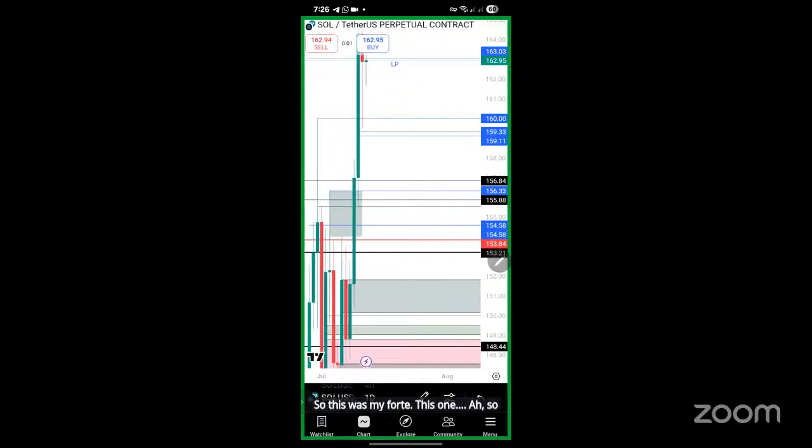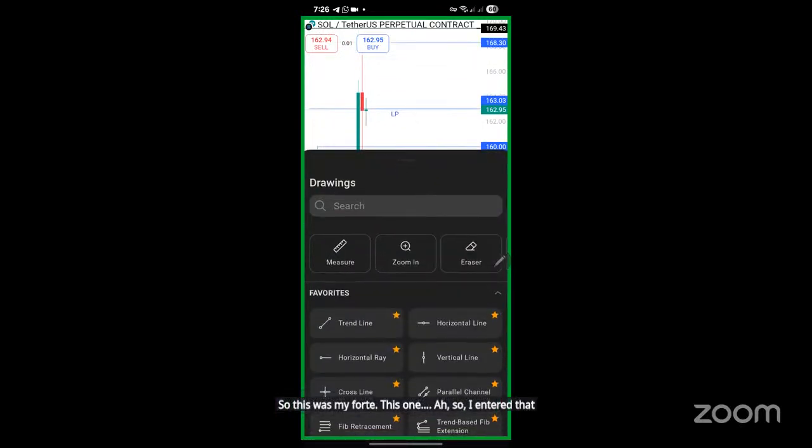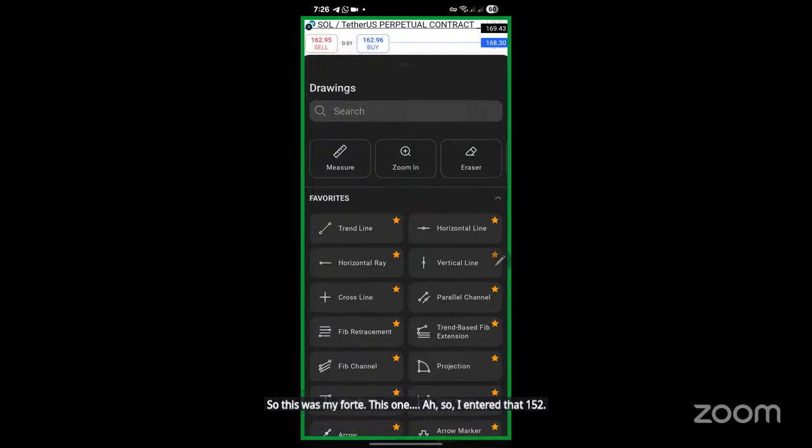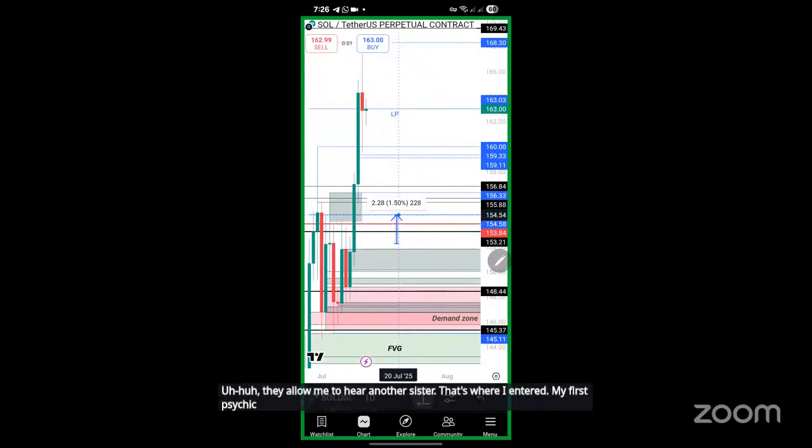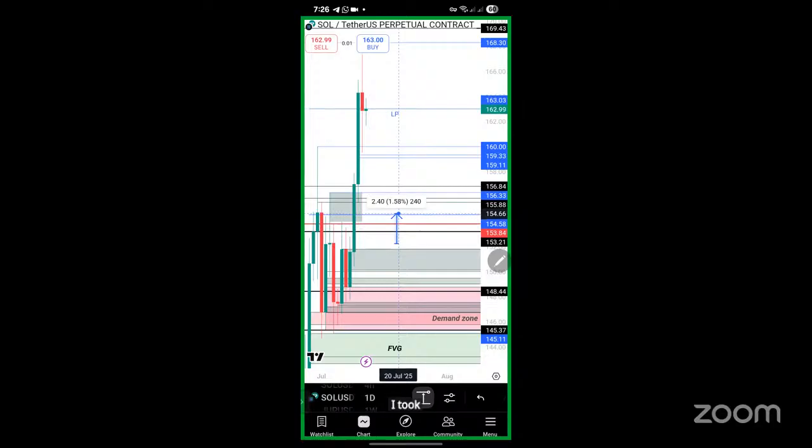So I entered at 152. Where is 152? 152 is here, around here. That's where I entered. My first take profit was here. I took profit there.